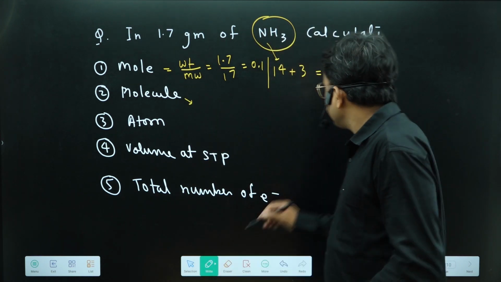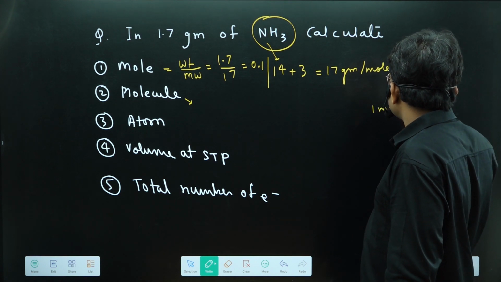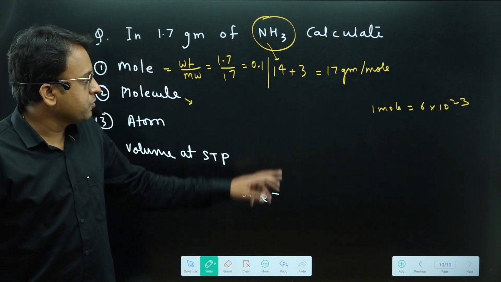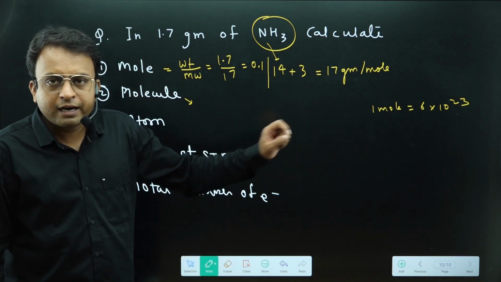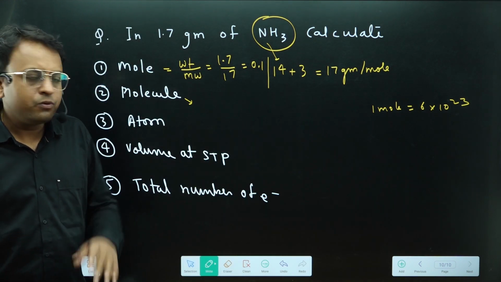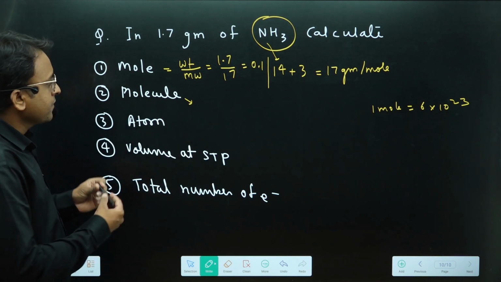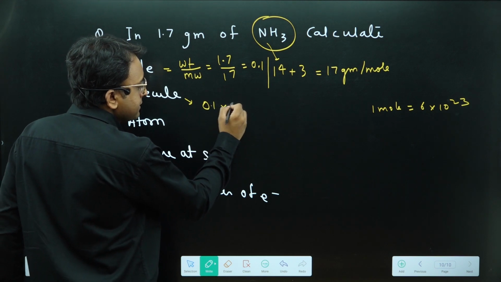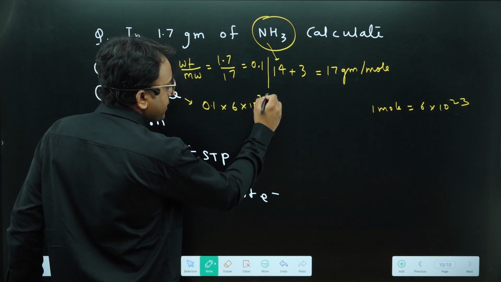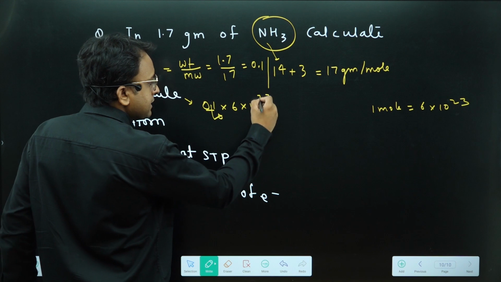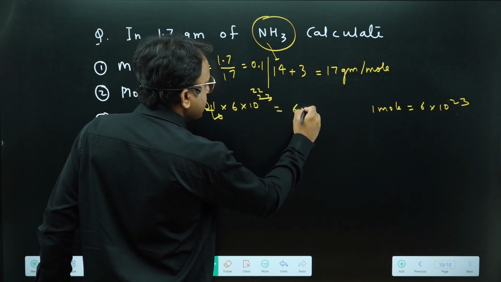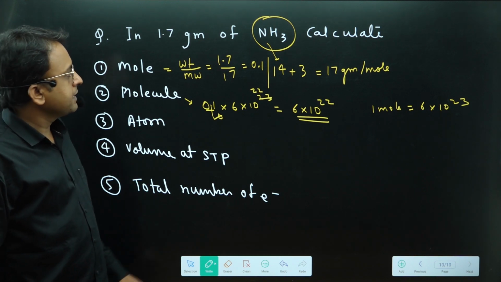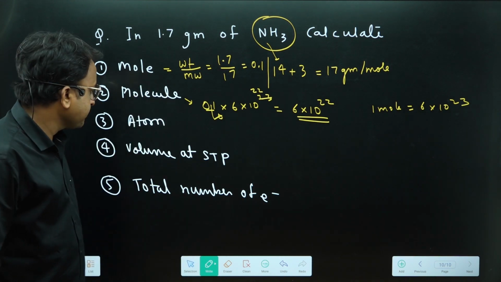Now, molecule. One mole has 6 into 10 to the power 23 molecules. 1 mole contains Avogadro number of molecules, 6 into 10 to the power 23. So 0.1 mole will contain 0.1 into 6 into 10 to the power 23. Cancel it. This is equal to 6 into 10 to the power 22. This many molecules are present in 1.7 gram of ammonia.